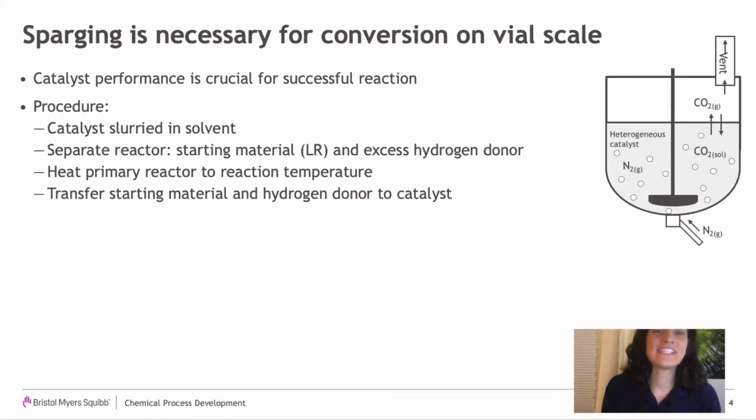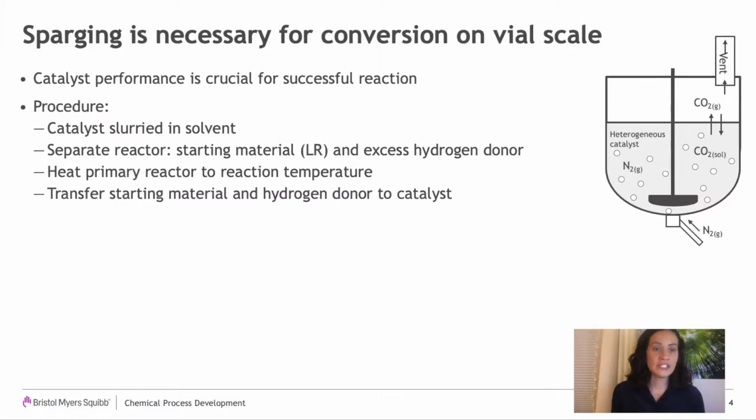So sparging is necessary for conversion on a vial scale, as we learned quickly. In the reactor to the right, you can see that the carbon dioxide being formed in the reaction can hang around in solution and not be fully purged into the headspace.